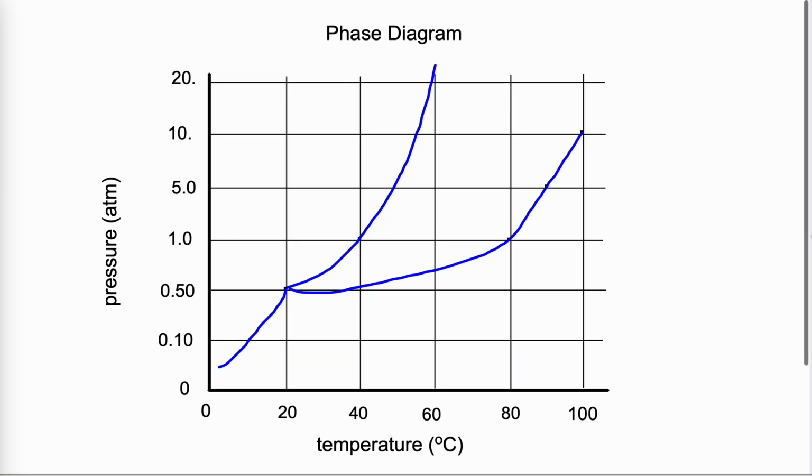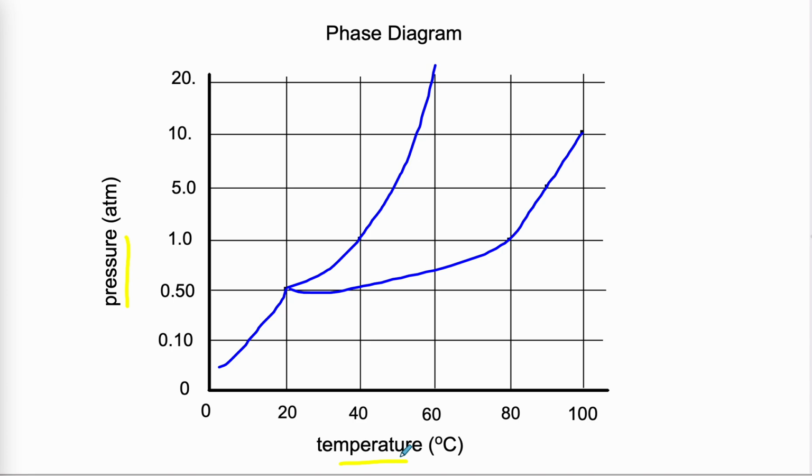So here's an example of a phase diagram, and as you can see, it's got pressure on the vertical axis and temperature on the horizontal axis, and it has boundary lines. Now, let me point out that I completely fabricated this phase diagram. This does not correspond to any real material. It is just for educational purposes.